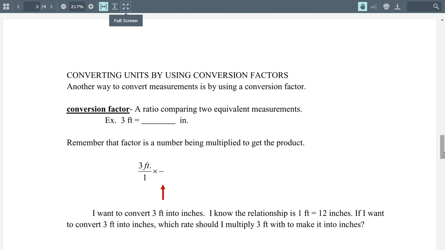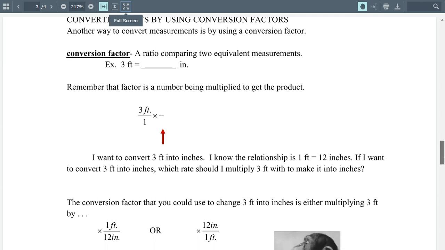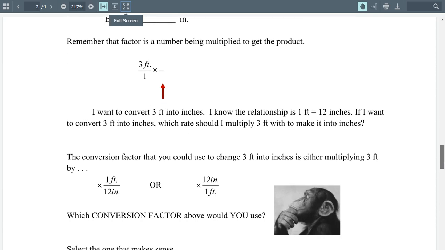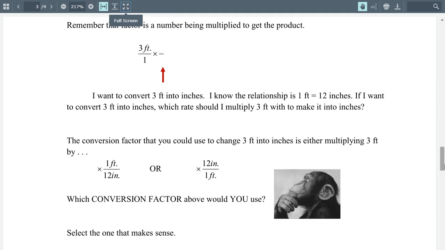So I want to convert 3 feet into inches. I know the relationship is 1 foot equals 12 inches. If I want to convert 3 feet into inches, which rate should I multiply 3 feet with to make it into inches? So you might be a little confused right now, so I'm going to show you some examples. The conversion factor that you could use to change 3 feet into inches is either multiplying 3 feet by 1 foot over 12 inches or 12 inches over 1 foot?